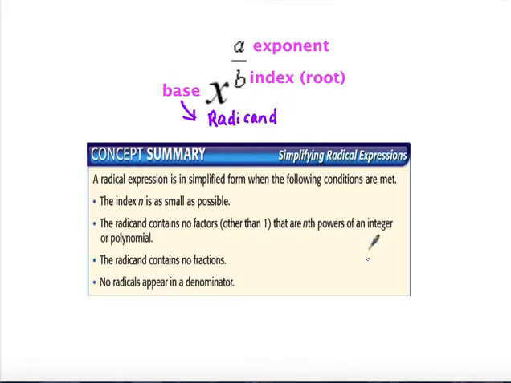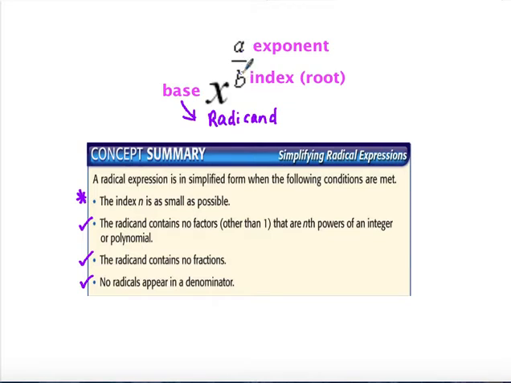Now, you've seen this chart in previous lessons. We learned how to pull out all of our factors that had perfect squares or perfect cubes. We learned how to pull apart the fractions, and we learned how to rationalize the denominator. But this first step, I said we're going to hold off on and we'll see it in a couple lessons. Well, we're going to look at this step today. It says the index n is as small as possible.